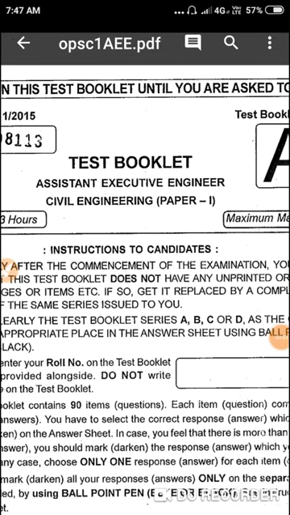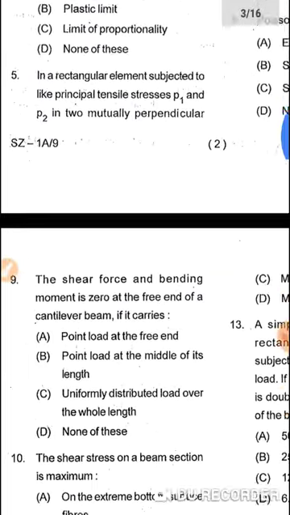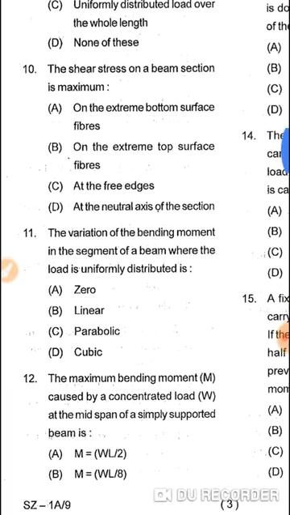Today I'm going to discuss Assistant Executive Engineer Civil OPSC Paper 1. On the first day I discussed up to 10 questions. So here I'm going to discuss part 2. Okay. Question number 11.